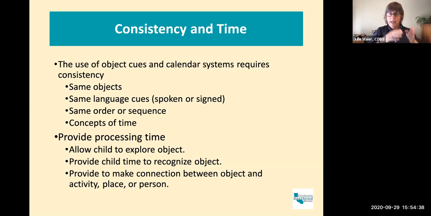Because as they have a chance to explore it, then have a chance to recognize it, that light bulb goes off, they're like, hey, I know that. And then they can make that connection that it actually means something. That means this activity is happening, or that means we're going to this place, maybe the park or grandma's house, or that means this person. That means this is the person that I'm with right now, or this is the person that's coming to see me.